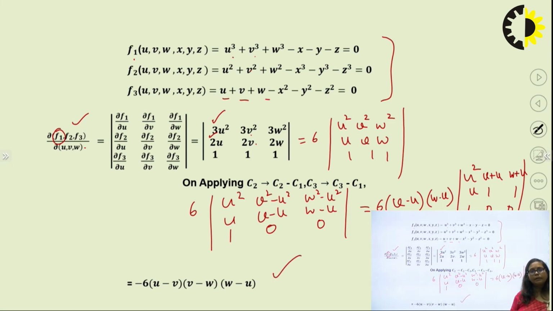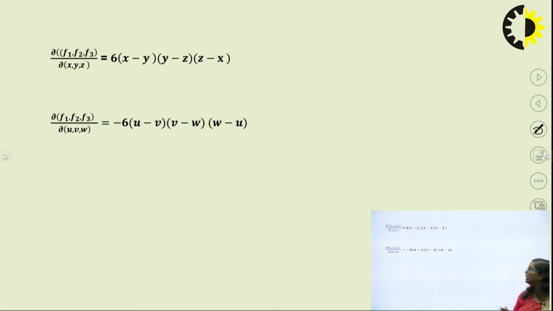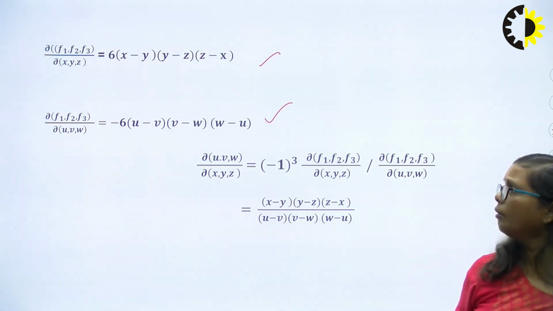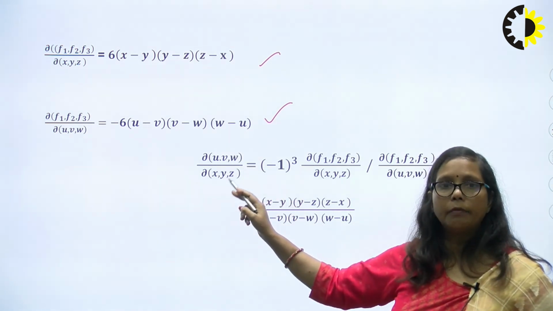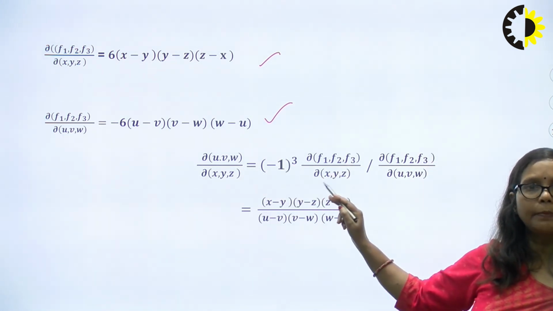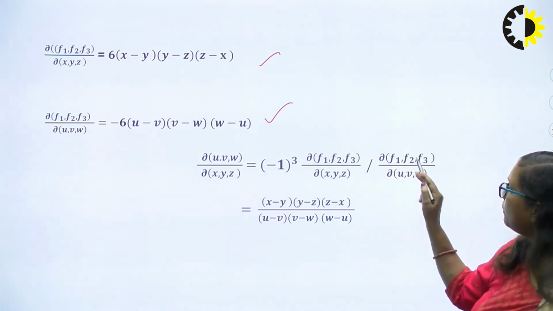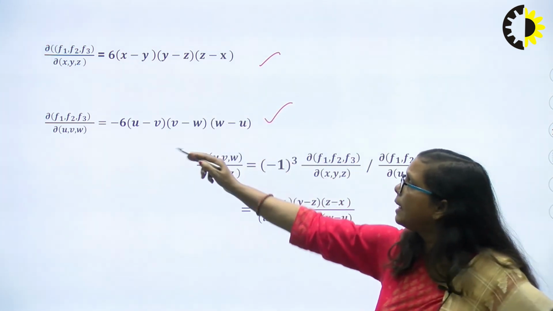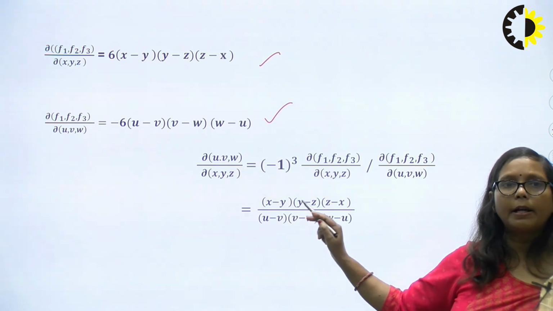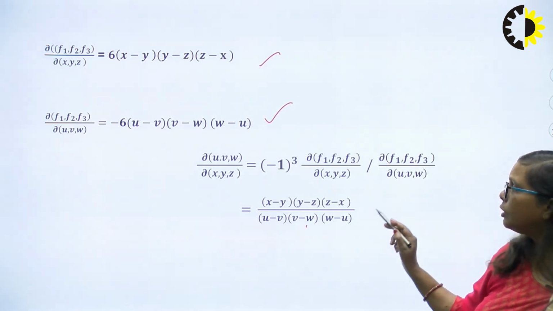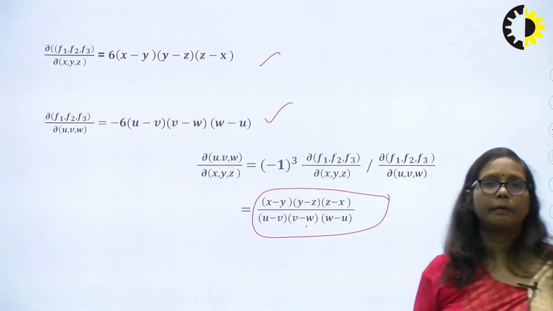Now, both the determinants we have already calculated. Now, we need to find out the final Jacobian. So, these two Jacobians we have calculated in the last slides. Therefore, the Jacobian of UVW with respect to XYZ, by the formula of implicit functions, is minus 1 to the power 3, Jacobian of F1, F2, F3 with respect to XYZ upon F1, F2, F3 with respect to UVW. Just divide these two values, 6 will cancel out, and we are left with x minus y, y minus z, z minus x divided by u minus v, v minus w, and w minus u. So, this is the final answer for this question.